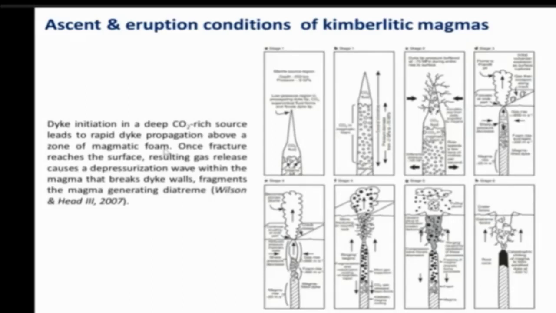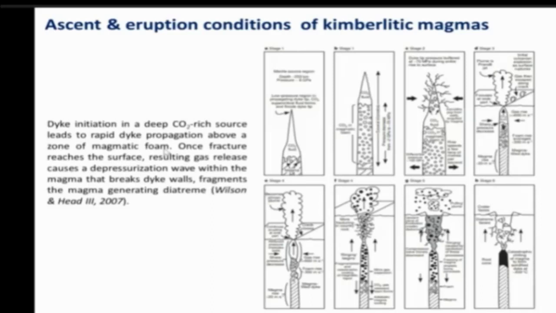That is, the carbon dioxide phase separates out from the fluid phase, and the immediate fluid phase in connection with the carbon dioxide is in the form of a kind of magmatic foam. So once the fracture reaches the surface, the basic idea of the model is what happens after this diking. According to this model, once the crack, once the dike, reaches the surface, it releases the gas, of course, very violently.